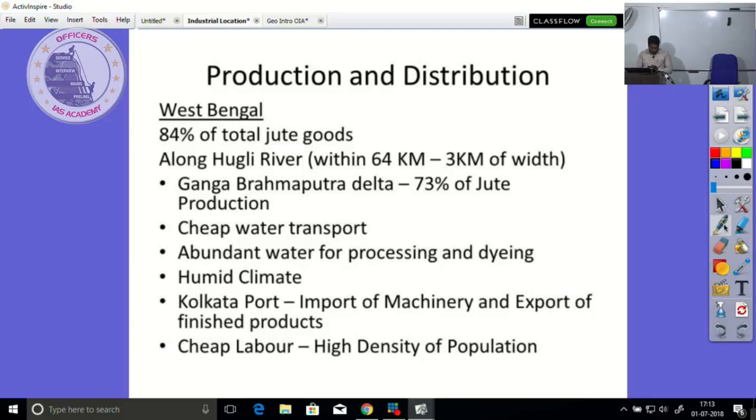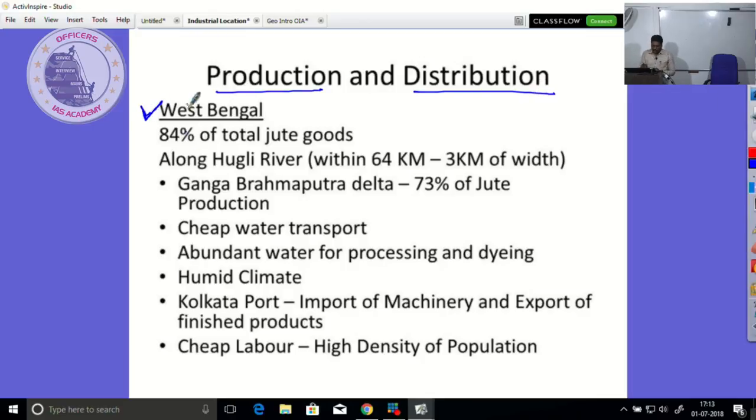Right, sir. Now, we'll talk about production and distribution of jute. As I was saying, first comes West Bengal, and 84% of total jute production of the country is from West Bengal. And even in West Bengal, it is not entire West Bengal that is concentrated with jute textile production. It is only a very narrow stretch along the Hooghly River, 64 kilometers in length and 3 kilometers in width.